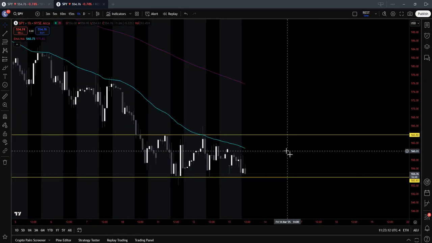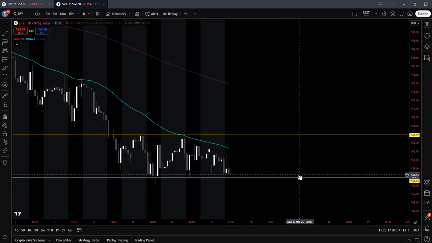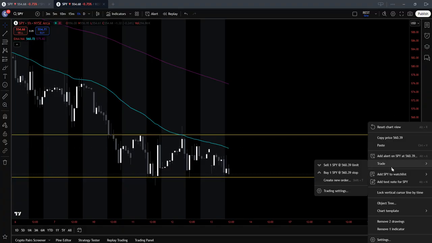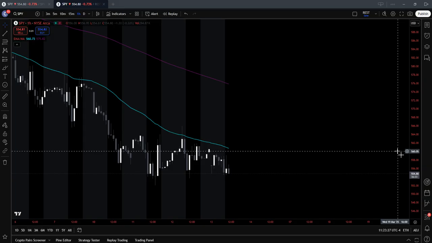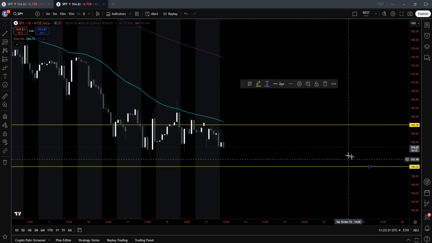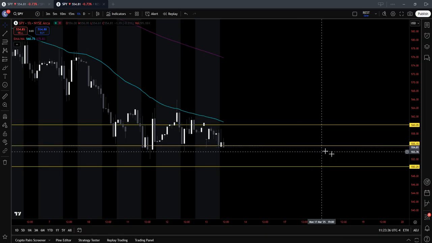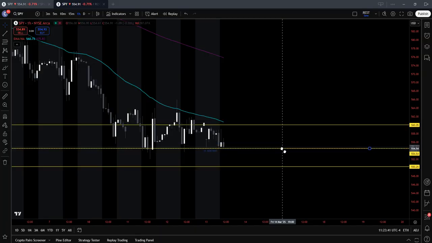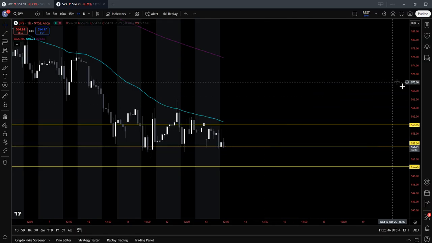When we look at our psychological levels, one thing you have to remember is that every 10 points, so 560, would be considered a big psychological level. The next big psychological level will be 550. In between 550 and 560, you would have your 555. So these are two of the biggest psychological levels, and this is the middle one. It's not exact, but you get the point.